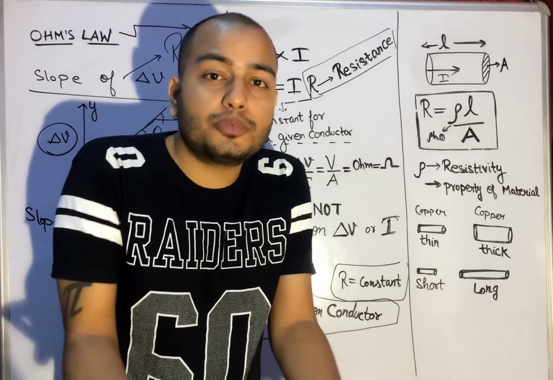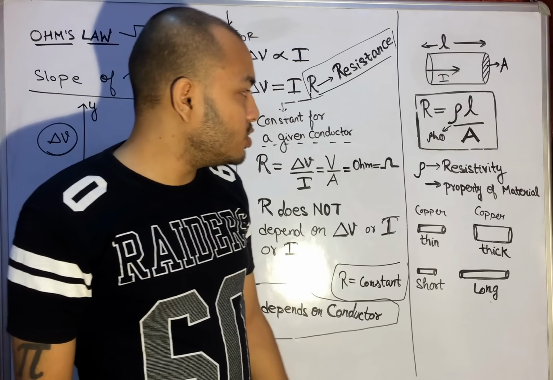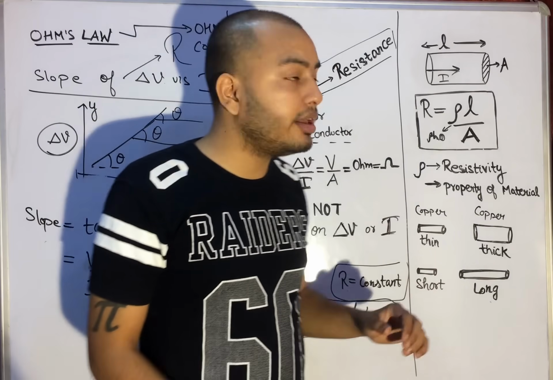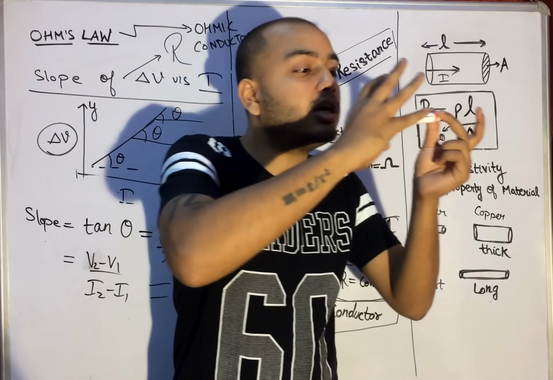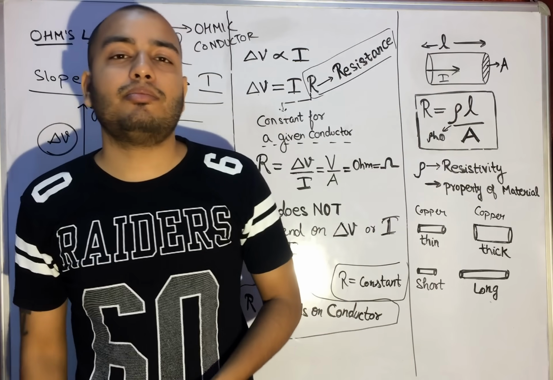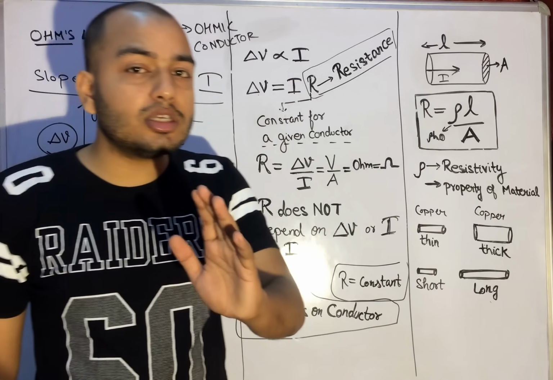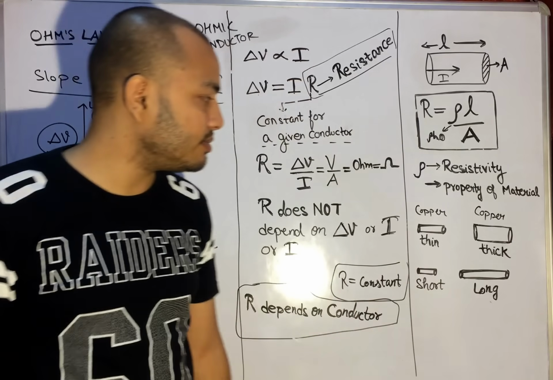Resistance is what? Obstruction to the current. So a thicker wire has lesser resistance and a thin wire has more resistance. Resistance is an obstruction to the flow of current. Resistance stops current from flowing. This was the definition of resistance.